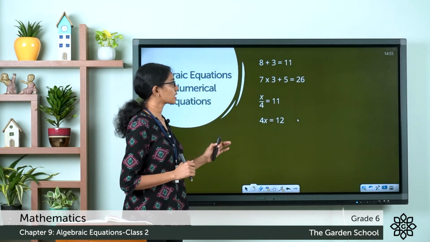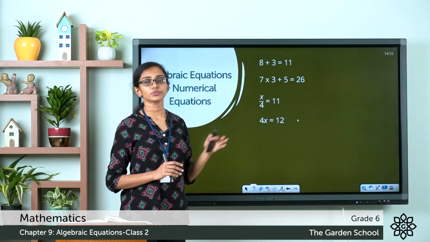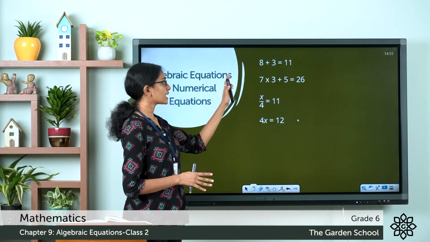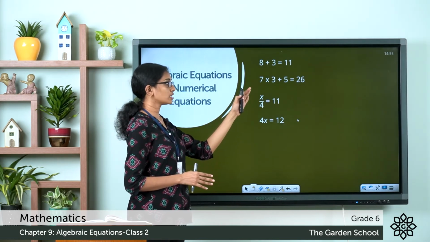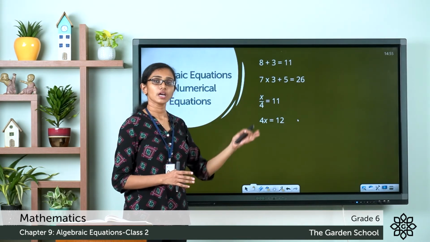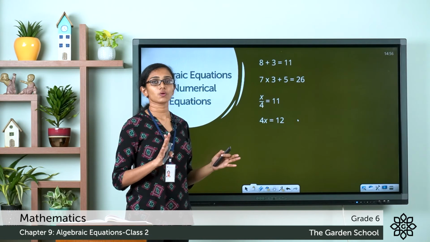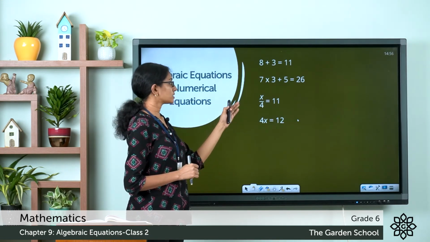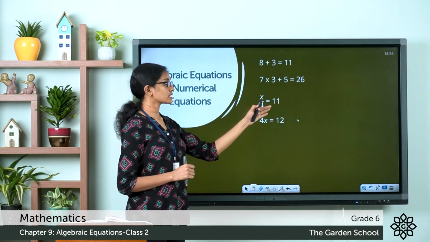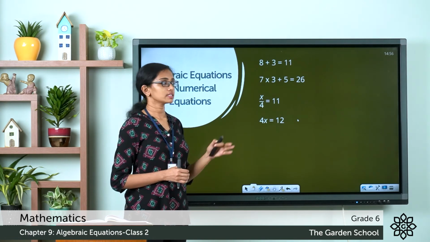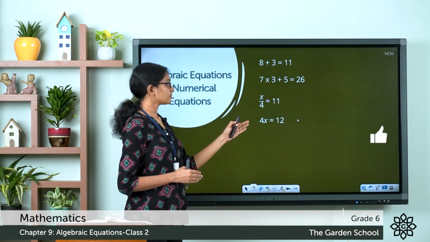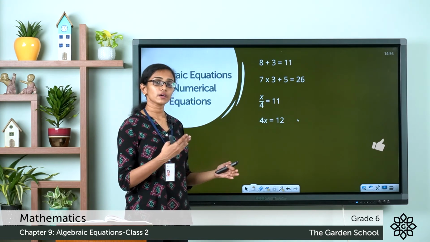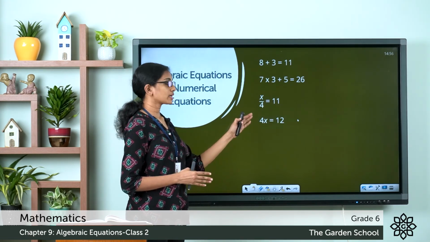See, the first one here is 8 plus 3 is equal to 11. There are only numbers in this equation. The next one, 7 into 3 plus 5 is equal to 26. Here in this equation also there are only numbers. Now the next one, x by 4 is equal to 11. So in this equation there is a variable x. And 4x is equal to 12. This is another equation in the variable x.